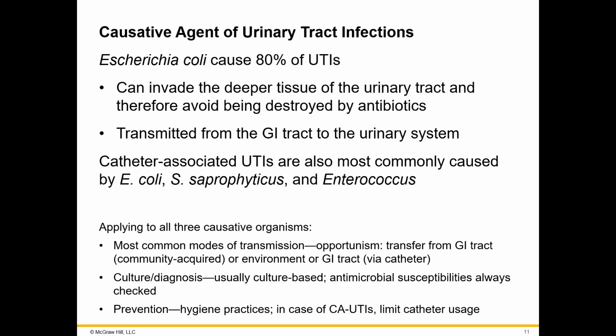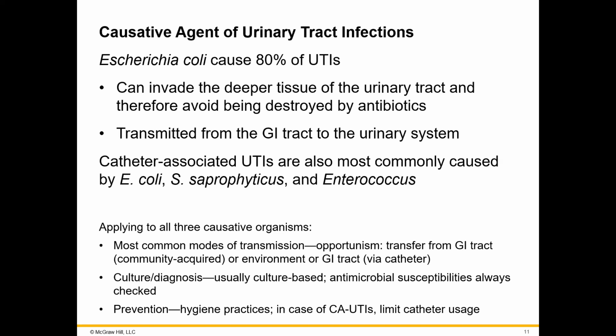Catheter-associated urinary tract infections are also commonly caused by E. coli, but also can be caused by Streptococcus saprophyticus and Enterococcus species. This is usually opportunistic infections here, moving the bacteria from one part of the body or the environment into an area where they don't normally go. So it's an opportunistic infection, and we usually diagnose it based on cultures and urinalysis. And then the best way to prevent this is going to be hygiene practices and limiting catheter usage where possible.